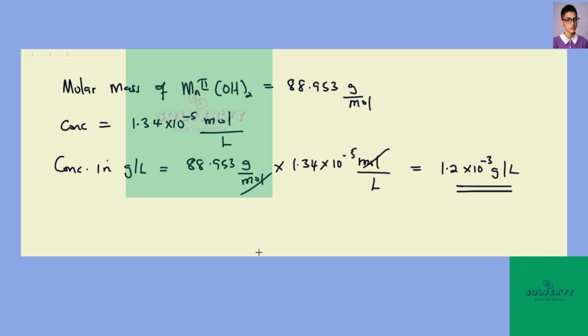So you do the same thing for pH 7.0 and 11.8, and just follow the same procedure, and that's it.